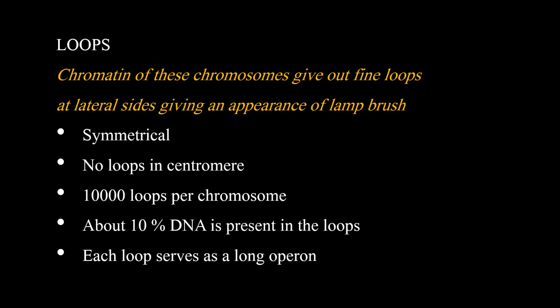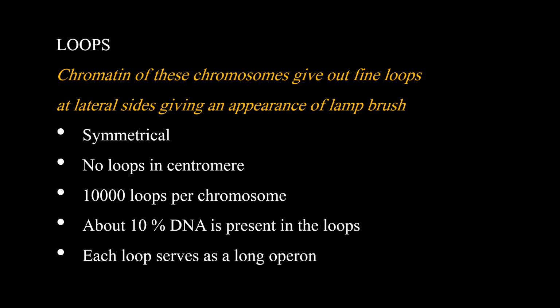The chromatin of these chromosomes give out fine loops at the lateral sides and thus it will be looking like a Lamb-Brush. The loops are always symmetrical but the centromeres of the chromosomes bear no loops. There will be about 10,000 loops per chromosome. About 10% of the DNA is present in the loops and the size of the loop usually increases with the genomic size.